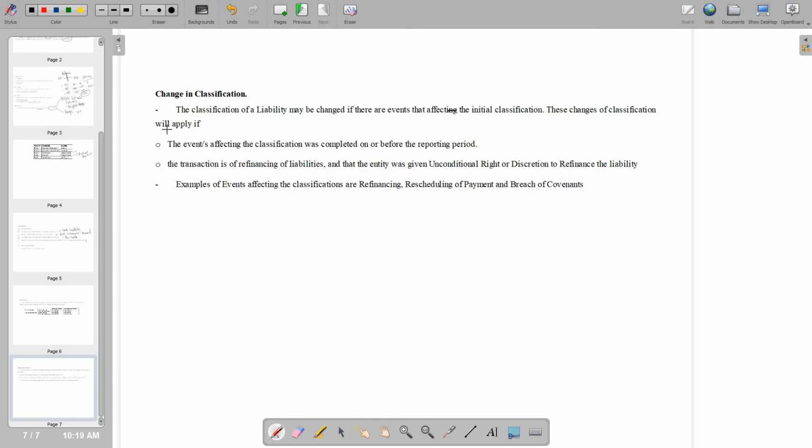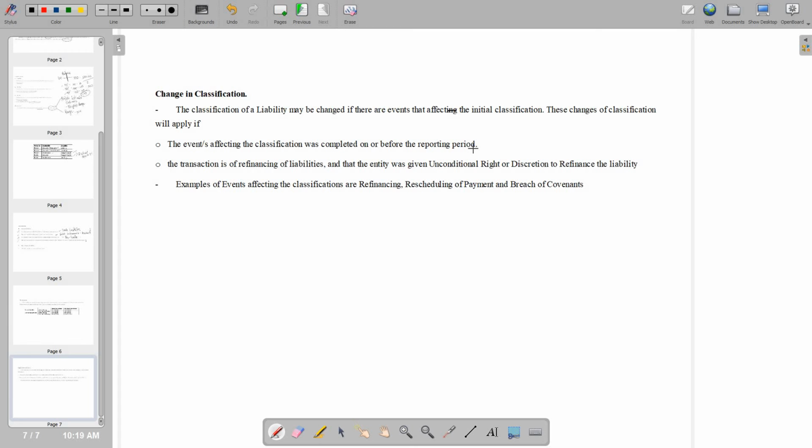So when will that change apply? The event affecting the classification must be completed on or before the reporting period. So the change in classification should happen before the end of the reporting period. So in most cases, before December 31.